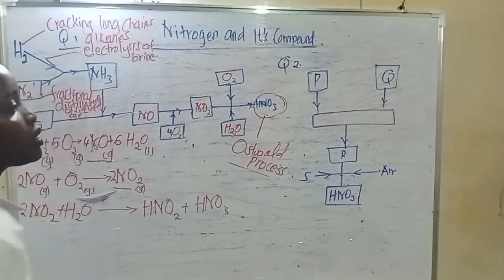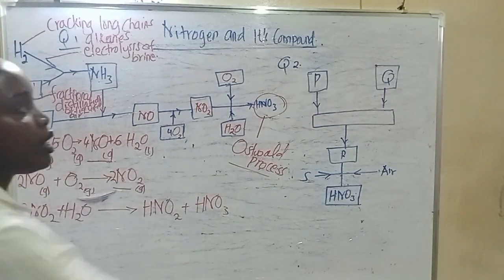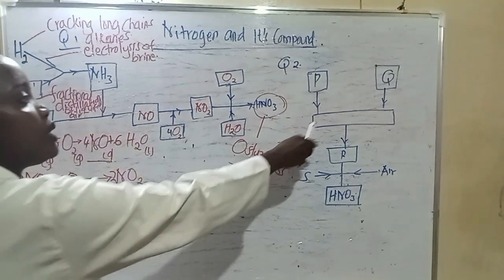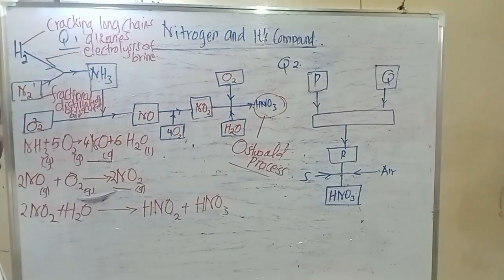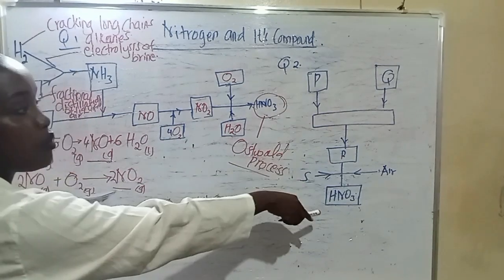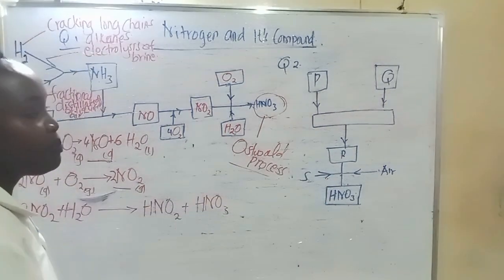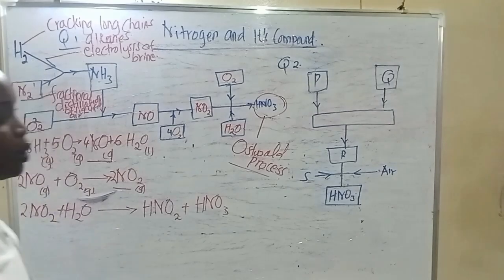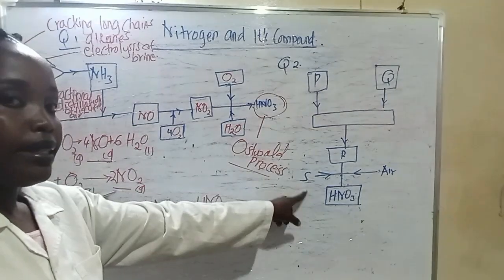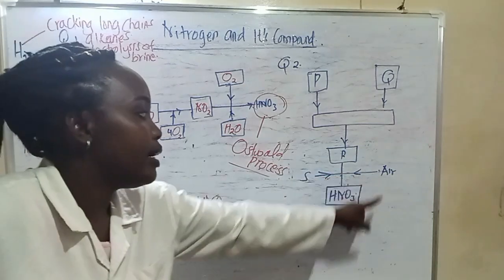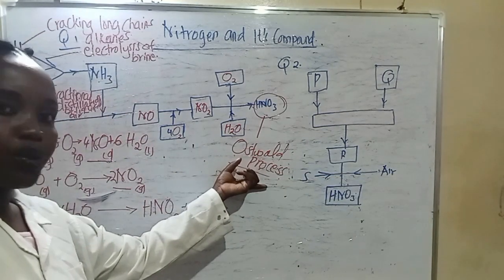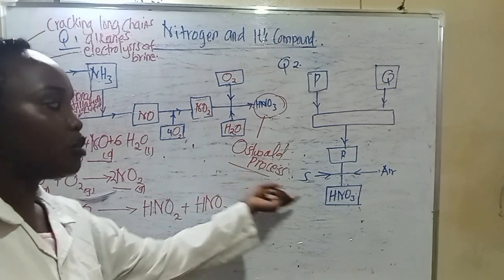Let us go to the second flowchart. Here you have P and Q, and you have a blank there. So it means P and Q are forming something, which again is taken down here. We are following the direction of the arrow to form our R. As you can see, R is going to react with a substance S and air to form nitric acid. Again, the whole Ostwald process, the industrial manufacture of nitric acid.